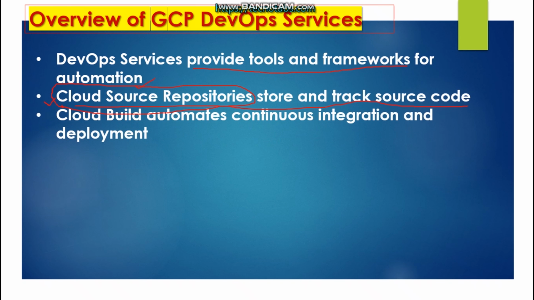Now cloud build automates continuous integration and deployment. So it's the CI/CD pipeline that is provided by GCP basically to do the continuous integration and deployment. It can also be integrated with third-party tools like GitHub or GitLab for taking the build from there and starting its deployment. It's similar to Jenkins.